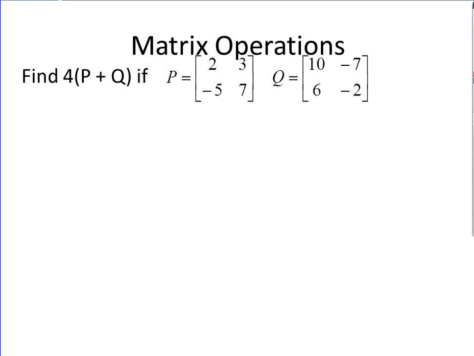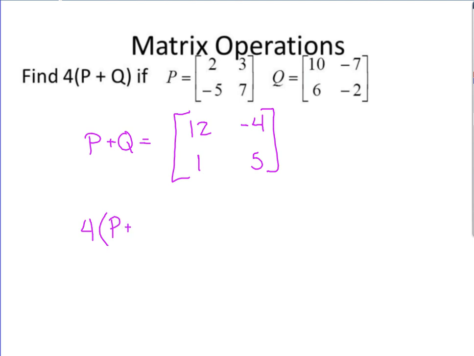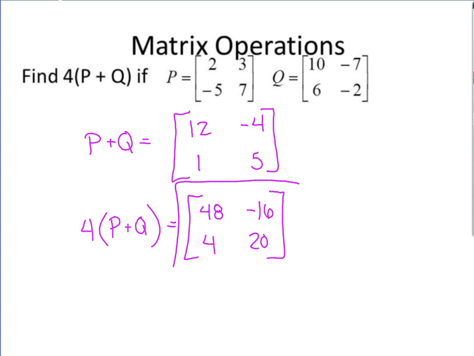Now we can have a scalar multiplied by a sum or a difference. We're going to do the stuff inside the parentheses first. So we are going to add matrix P plus matrix Q, and then we will multiply by the scalar. So the first thing we did was we added the 2 matrices together. Remember, you add the elements.